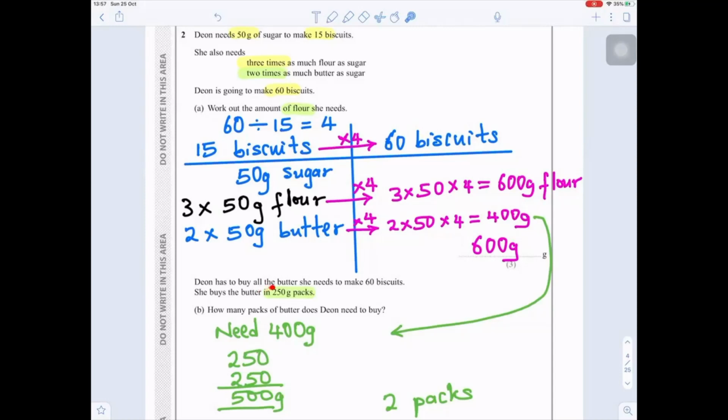Dion has to buy all the butter she needs to make 60 biscuits. She buys the butter in 250-gram packs. How many packs of butter does Dion need to buy? 250-gram pack plus another 250, you add it together, you get 500 grams. Because she needs 400 grams of butter, she will need to buy 2 packs and use 400 grams, and she will have 100 left.